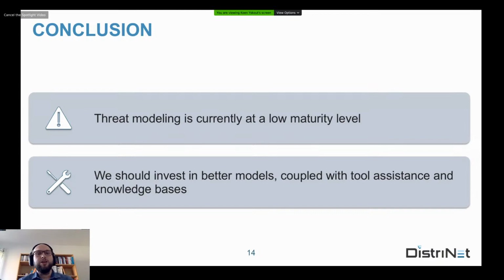So in summary, we believe that threat modeling is a very important activity, but currently at a low level of maturity. And to improve on that, researchers and practitioners should invest in creating better models, tools, and knowledge bases. And our roadmap is a first step in this direction.